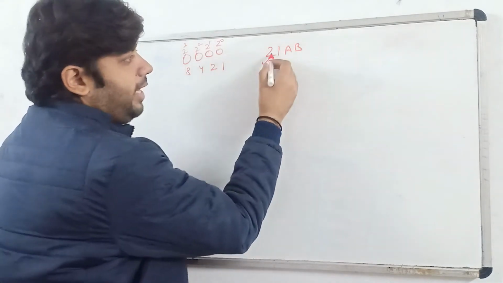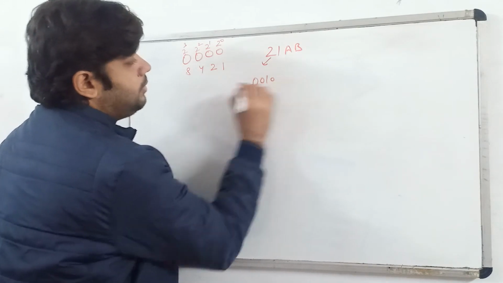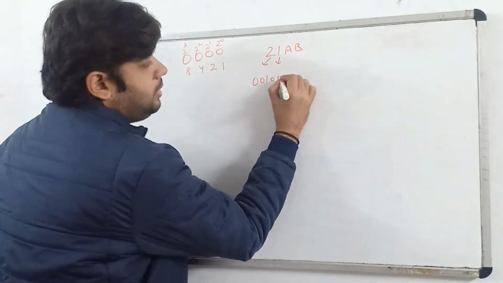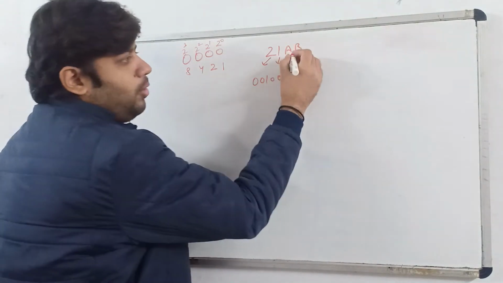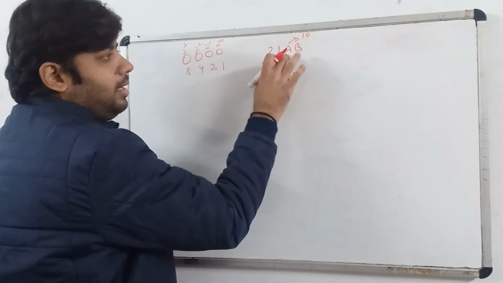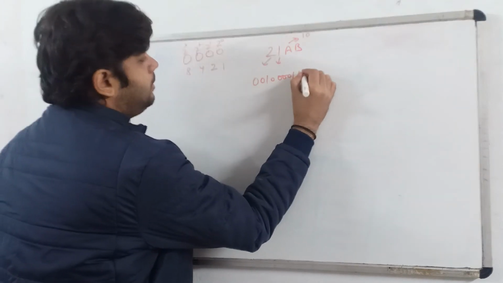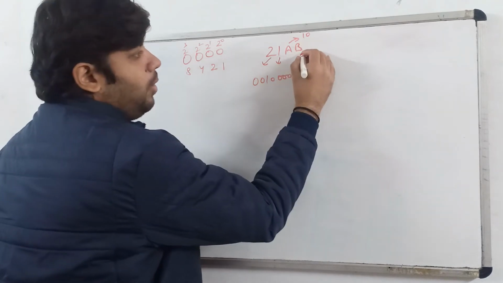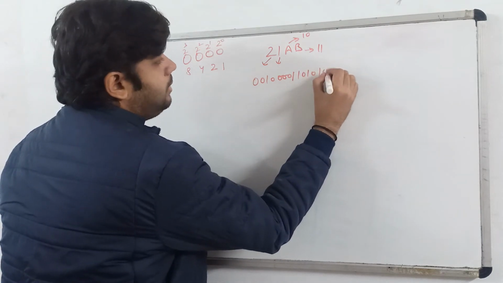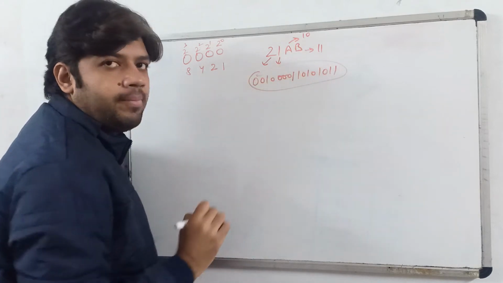So if I need to write 2 in binary, the value is 0 0 1 0. If I need to write 1, the value is 0 0 0 1. Now A, for A we call 10 in decimal. In hexadecimal, A is equal to 10. So 10 is 1 0 1 0. Now how can we write B? B is 11, so 1 0 1 1, like this. This is the full calculation of each digit in binary.